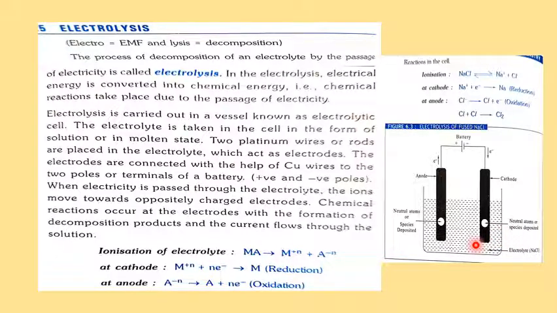Similarly, negative ions move towards the anode. Negative ions lose their electrons and form A. This loss of electrons is called oxidation. So, oxidation takes place at the anode. Chemical reactions occur at the electrodes with the formation of decomposition products, and current flows through the solution. This is about electrolysis.